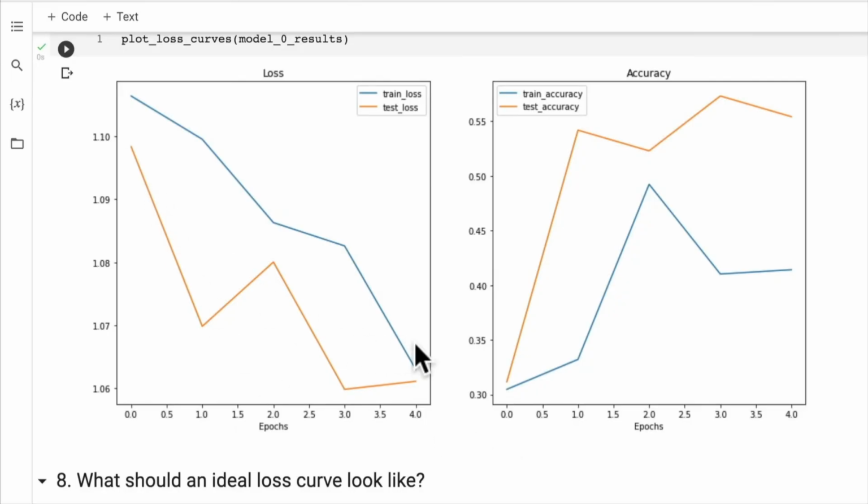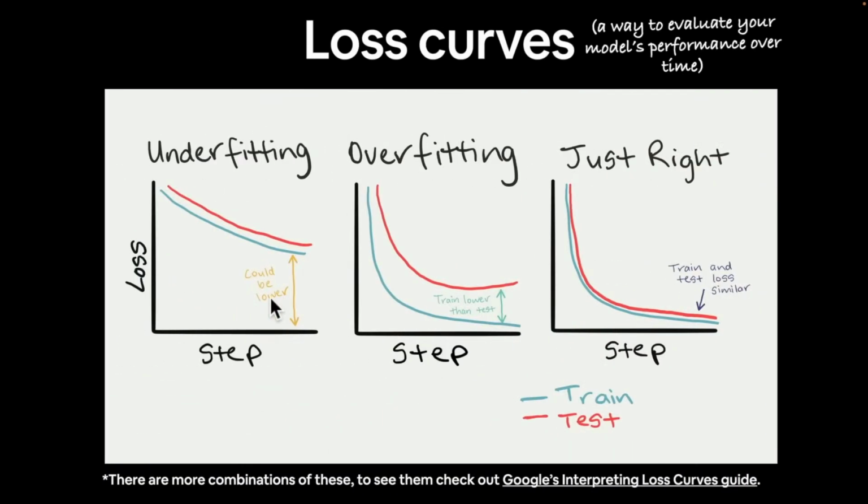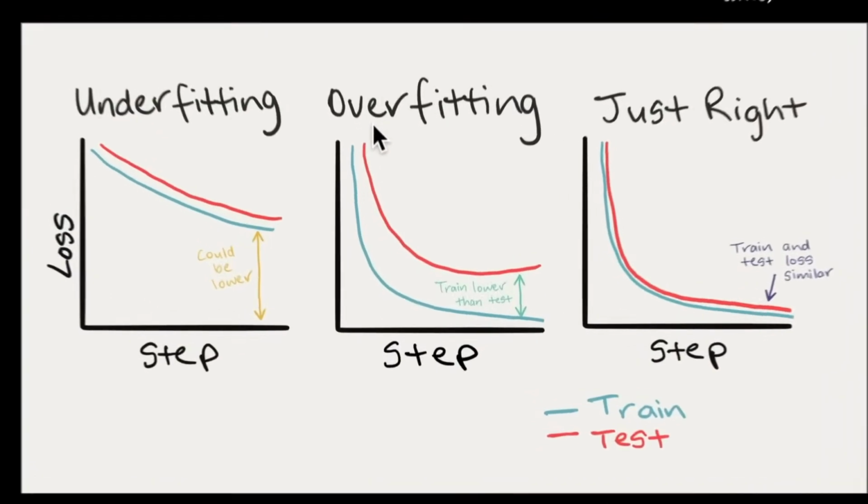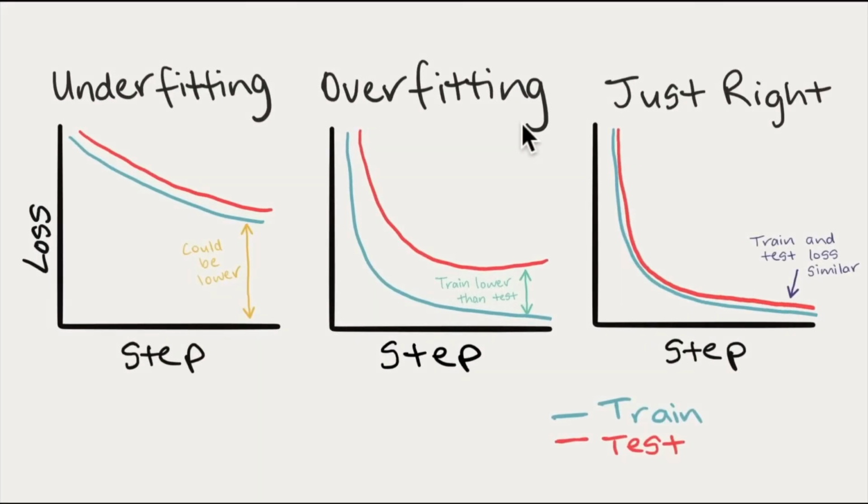If it keeps going down, it may stop underfitting. So underfitting is when your loss could be lower. Now, the inverse of underfitting is called overfitting.